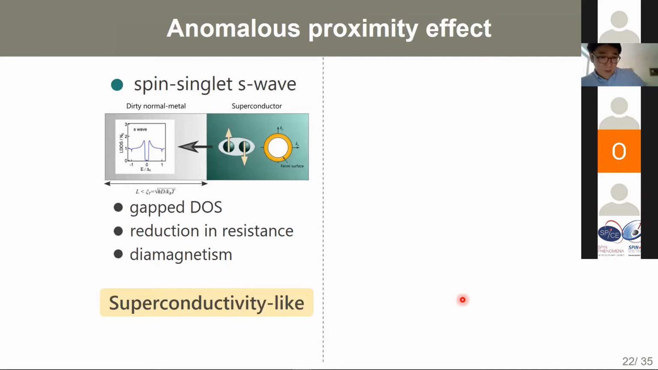First, I want to talk about the conventional, usual proximity effect. Let me consider a normal metal and superconductor junction. If we make this kind of junction with conventional S-wave pairing symmetry, the Cooper pairs can penetrate into the attached dirty normal metal, and then they form the gap structure in the local density of states of the normal metal. We can also find a reduction in the electric resistance, and also we can find diamagnetism. So in this sense, due to the penetration of the Cooper pairs, the attached normal metal obtains superconductivity-like electromagnetic properties. And this is the usual proximity effect.